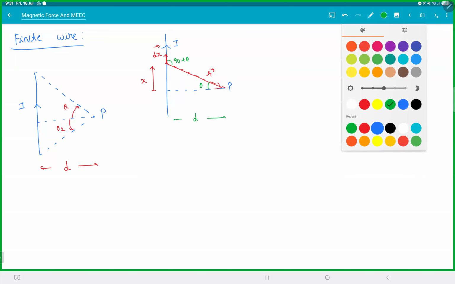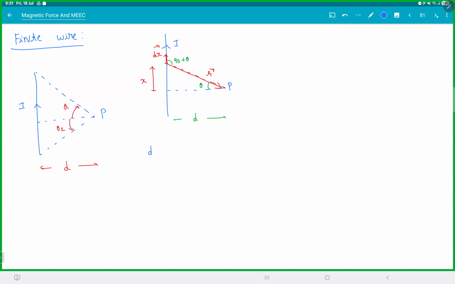So we want to find the magnetic field due to the dx, at dB. So dB bar will be mu naught by 4 pi, current is I, this will be mod dx, mod r cap, the angle between them is sine of 90 plus theta, by r square. This will be mu naught by 4 pi, that will be dx cos theta, and r square will be x square plus d square.